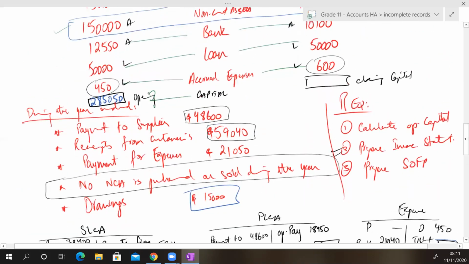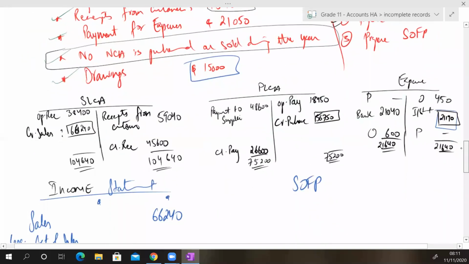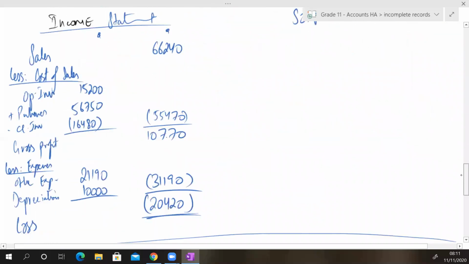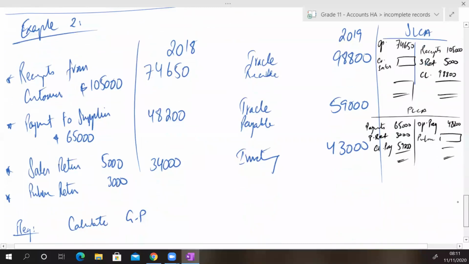Okay. Payment to supplier, receipts from customers, payment for expenses. No non-current assets purchase, drawings itni thi. So you were asked to prepare sale ledger control account for PLC and expense account for the income statement part. और बाद में फिर SOF थी.